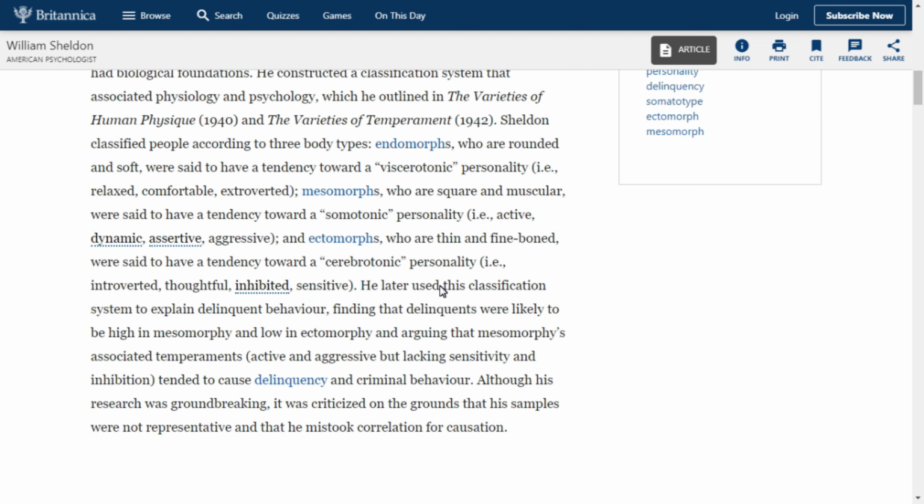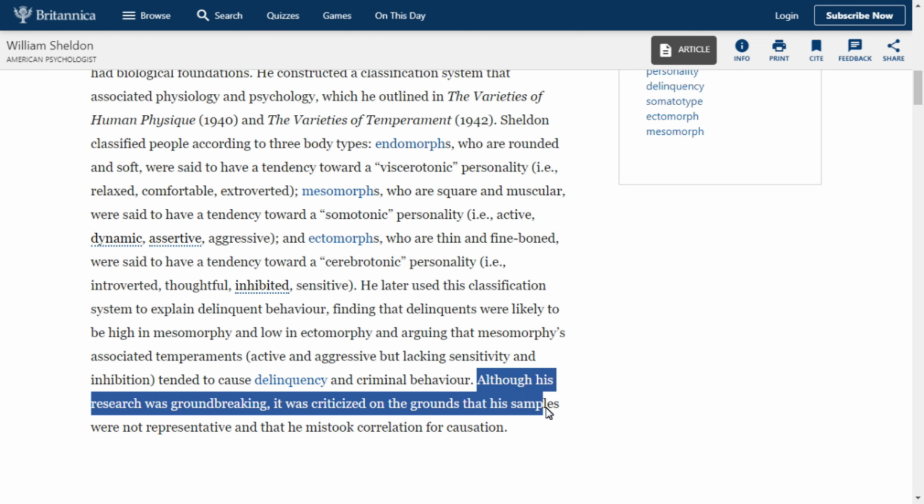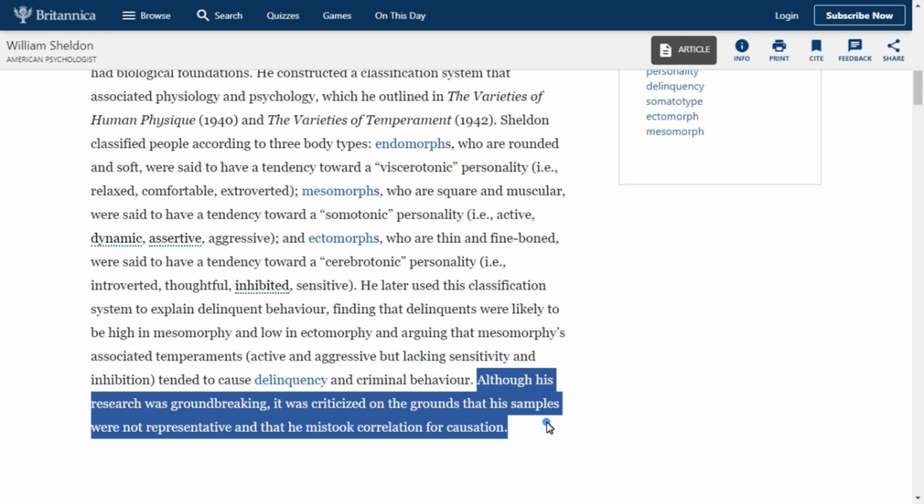And he later applied the system to explain delinquent behaviour. So he found that delinquents would likely be high in mesomorphy and low in ectomorphy. So mesomorphs, you're all criminals, okay? You're all delinquents. And he argued that mesomorphy's associated temperaments, active and aggressive but lacking sensitivity and inhibition, tended to cause delinquency and criminal behaviour. But later on, his research was debunked because he mistook correlation for causation.